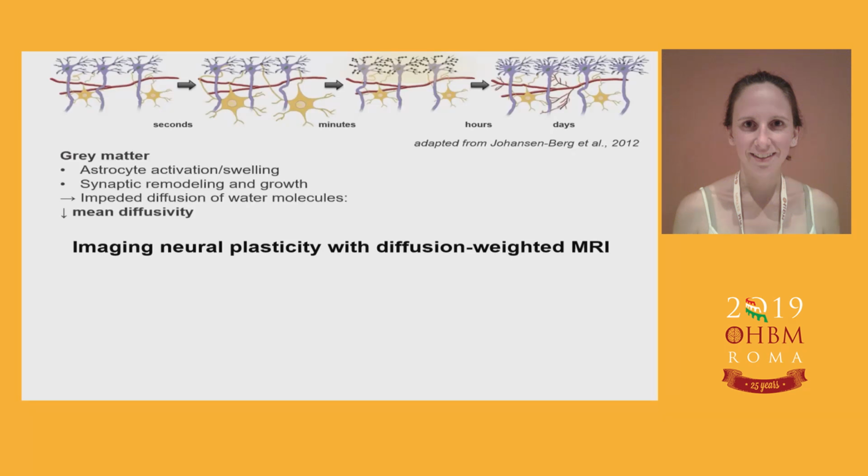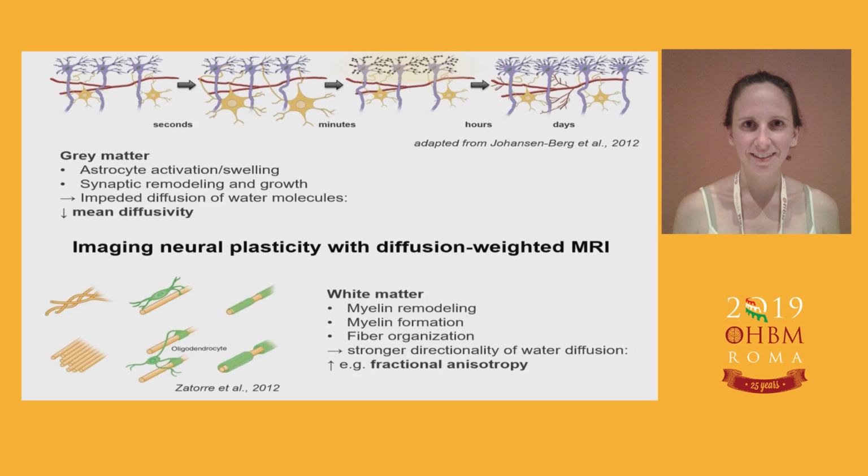The recent years have shown that diffusion-weighted MRI is actually a very promising method to image neural plasticity, both in gray matter, where we can, for example, observe processes maybe like astrocyte activation or swelling, or even synaptic remodeling and growth that occur over short to long timescales of seconds, minutes, hours, or days. And the idea here is that the formation of plasticity actually impedes the diffusion of water molecules in brain tissue, which we then can observe as decreases in mean diffusivity.